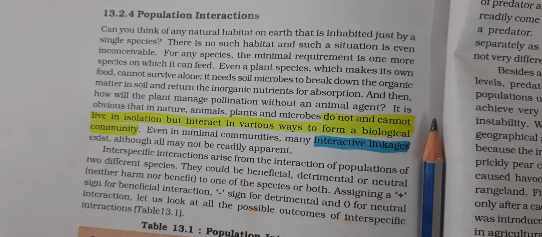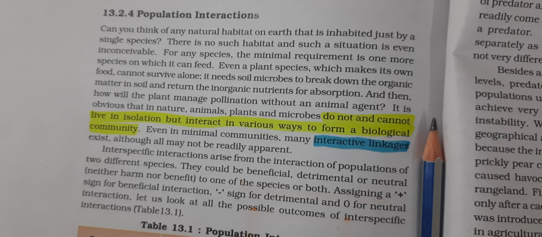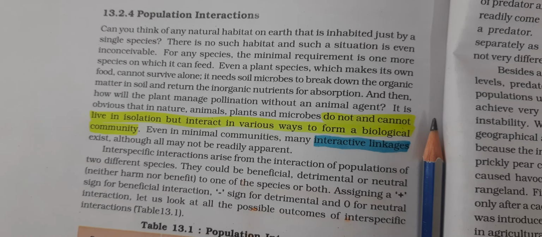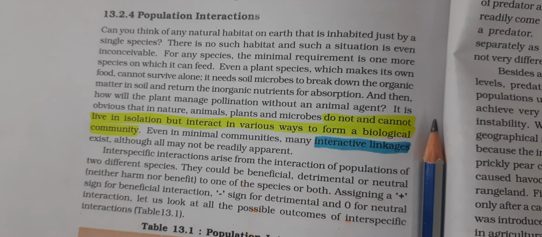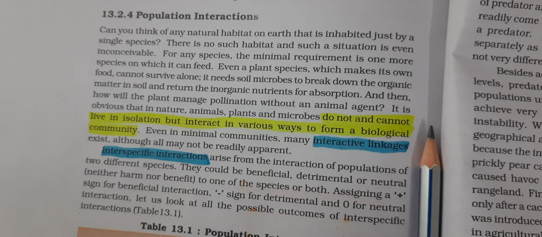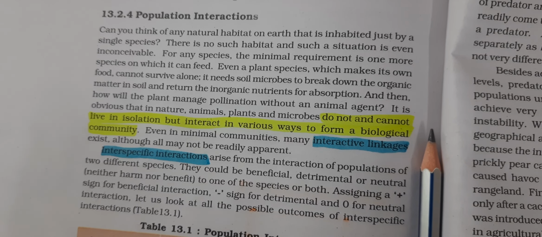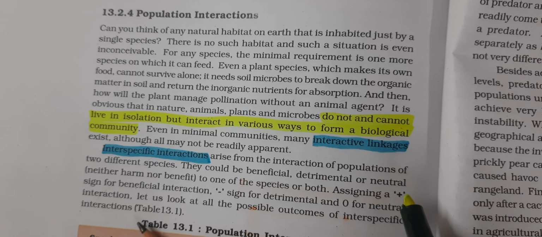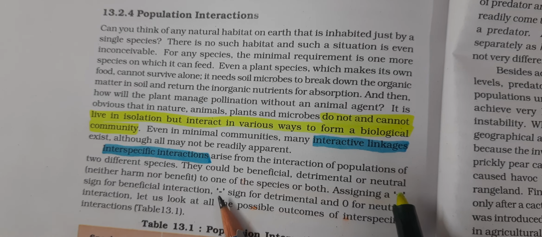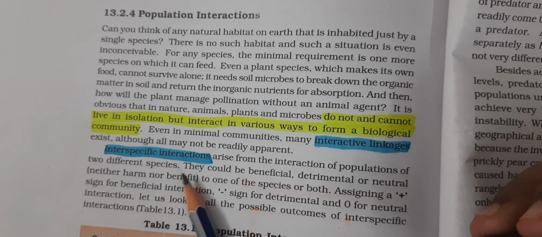Interspecific interactions arise from the interaction of populations of two different species. Okay, this is very important. Interspecific interactions could be beneficial, detrimental, or neutral, neither harmed nor benefited, for one of the species or both. So, assigning a positive sign for beneficial interaction, negative sign for detrimental, and 0 for neutral interaction, we proceed.